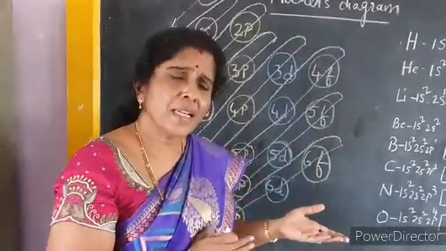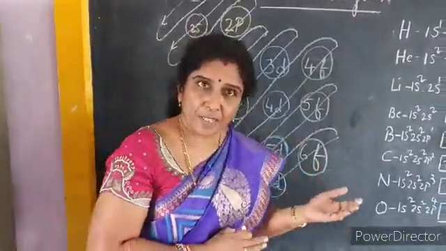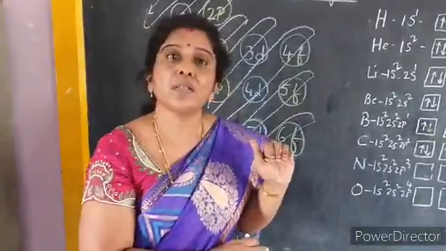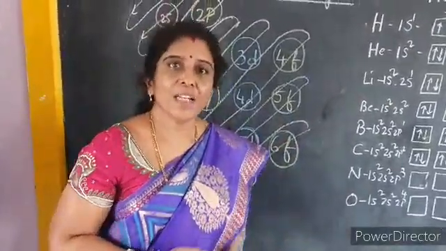How long does the filling take place? How long can we fill the electrons in these orbitals? Till we get the atomic number.